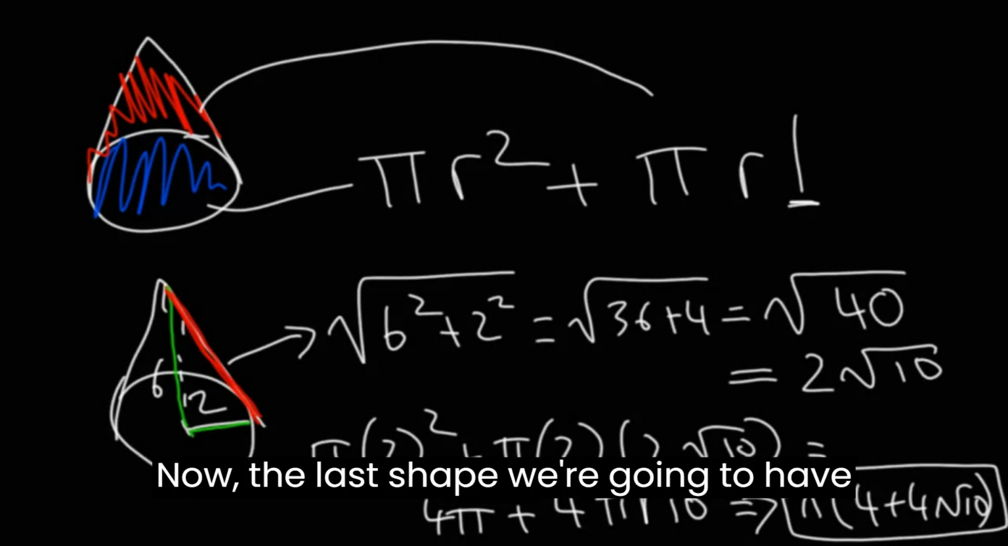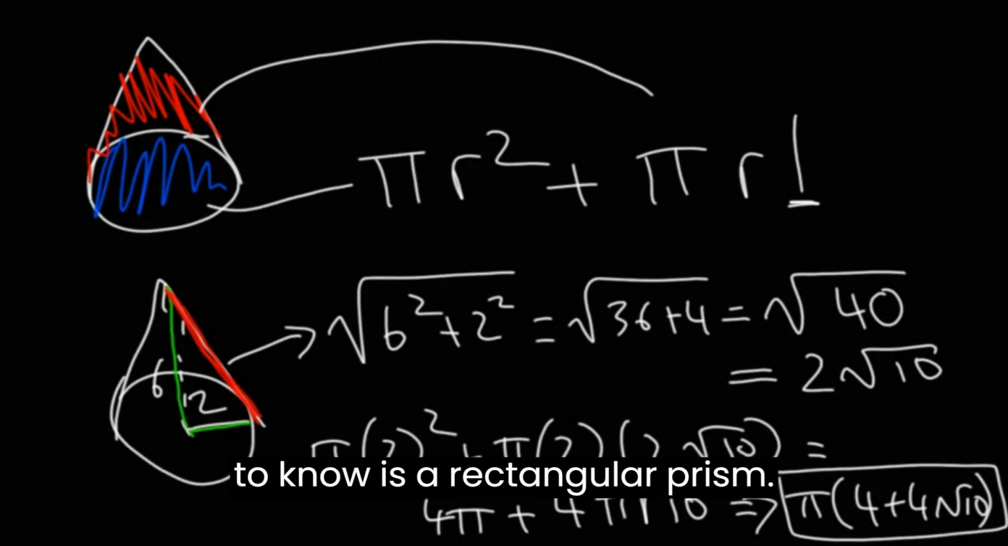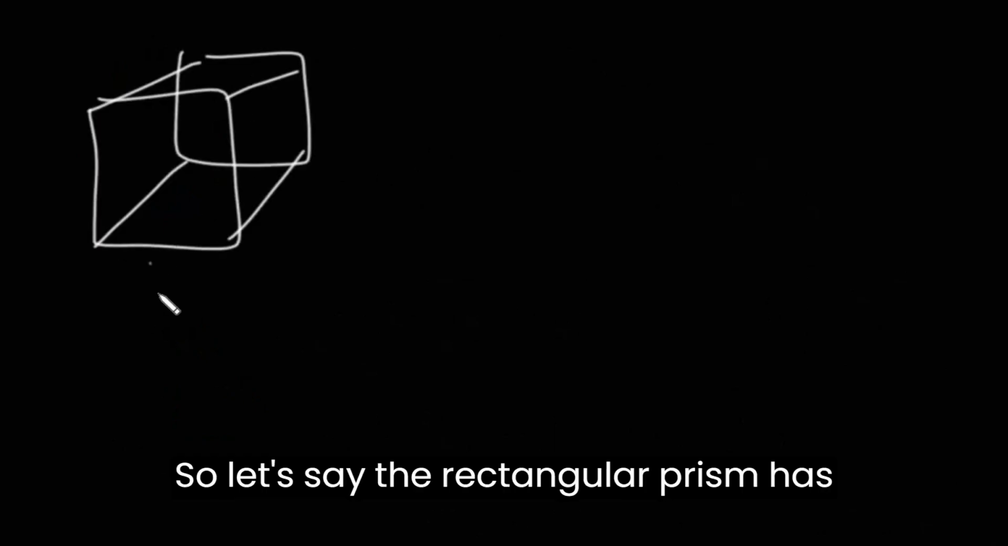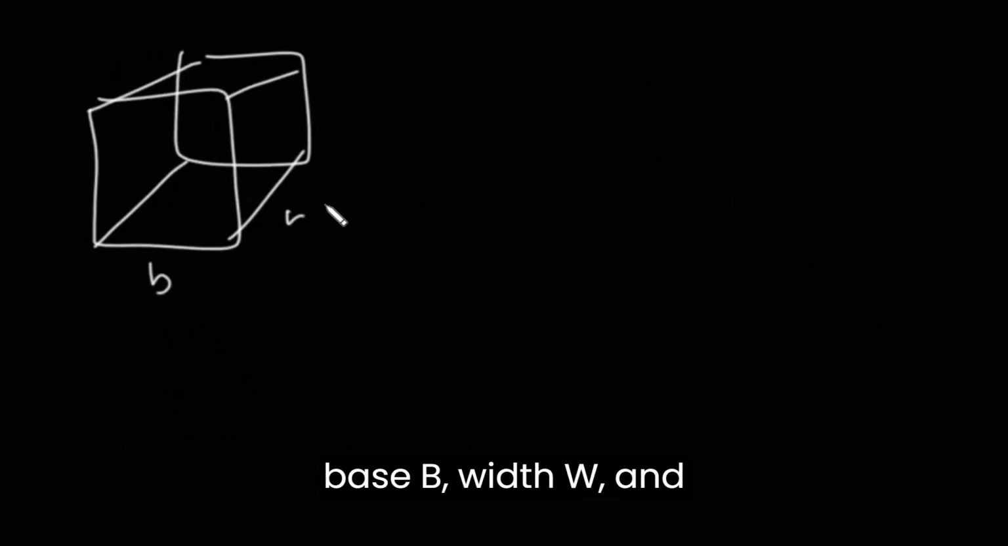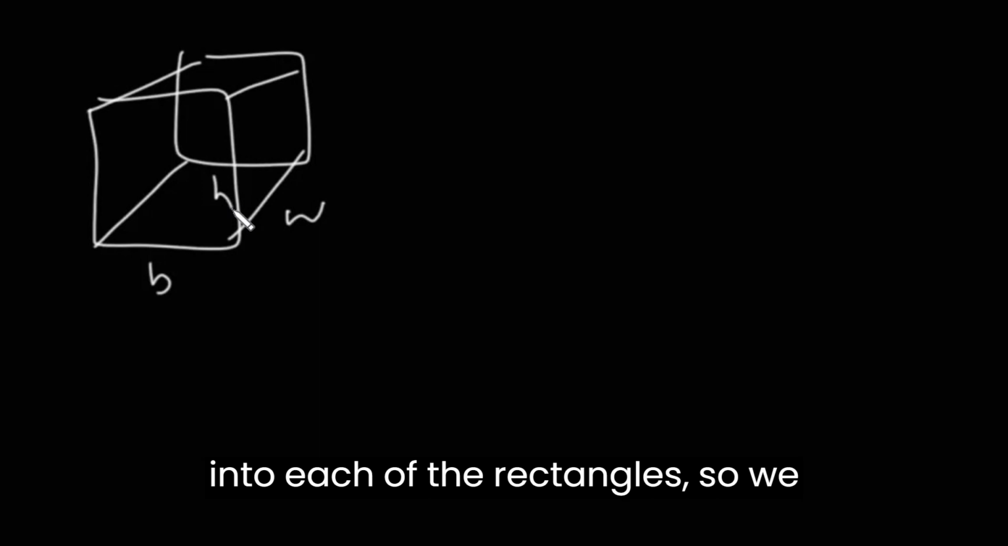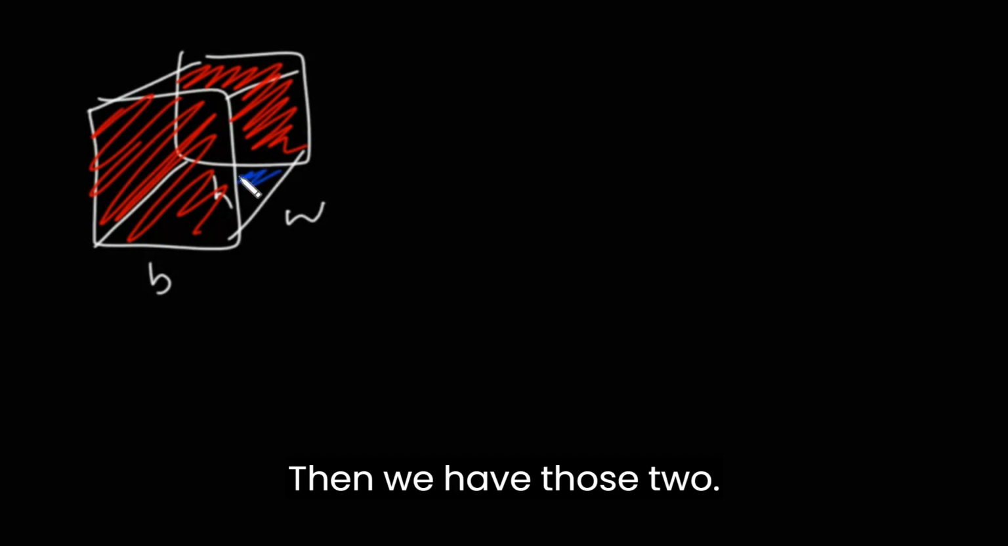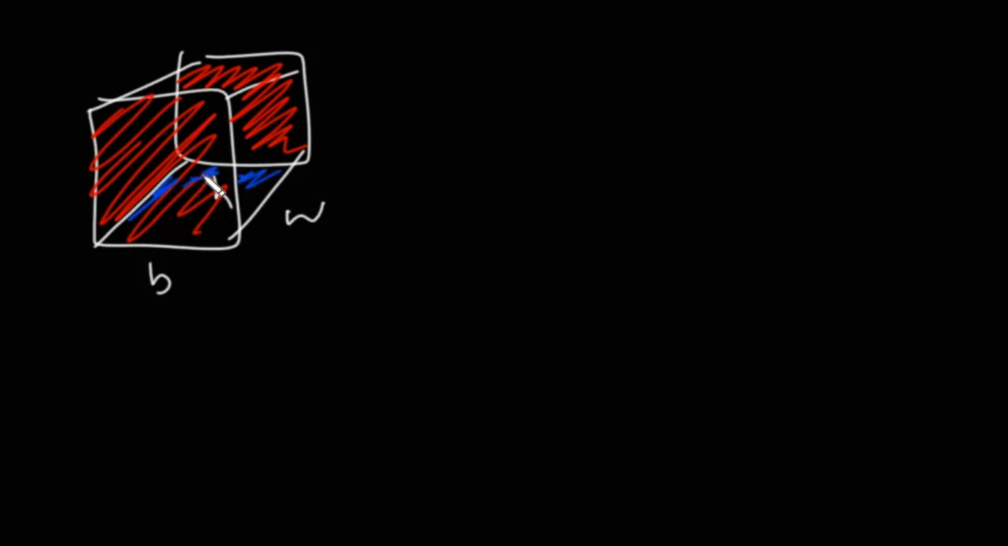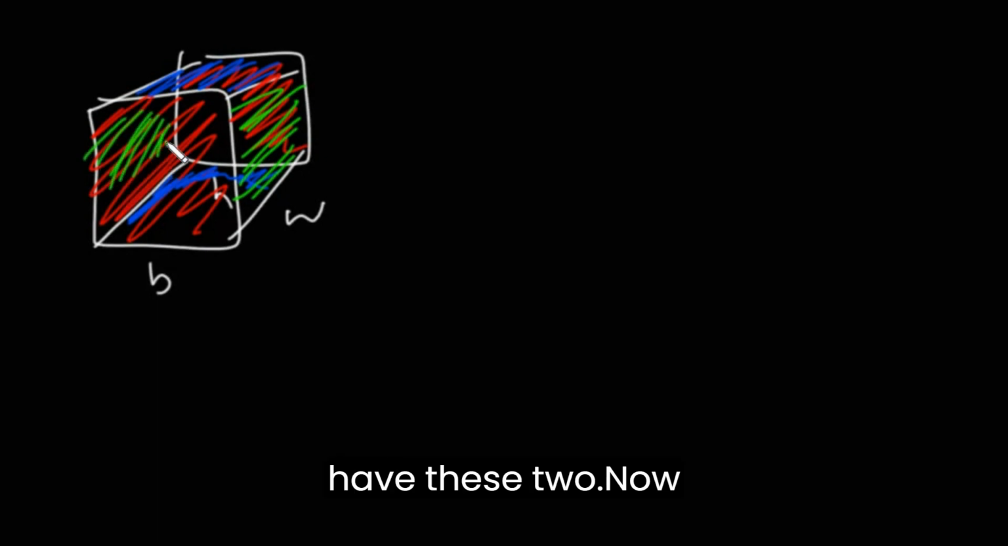Now, the last shape we're going to have to know is a rectangular prism. So let's say the rectangular prism has base B, width W, and height H. Now, the surface area can be broken down into each of the rectangles. So we have these two. Then we have those two. And lastly, we have these two.